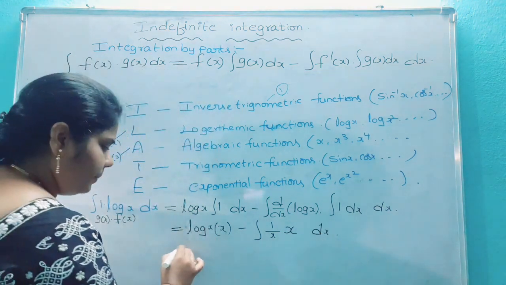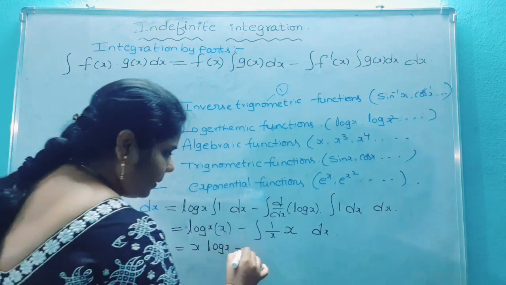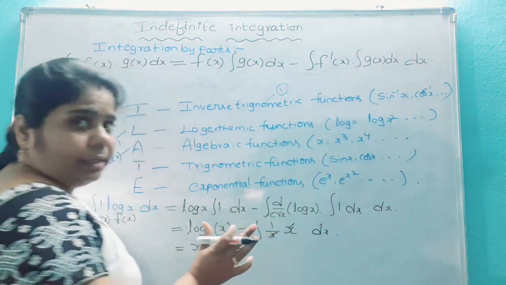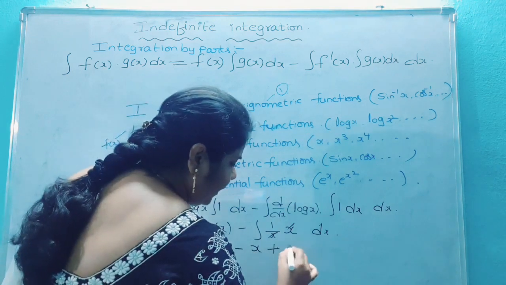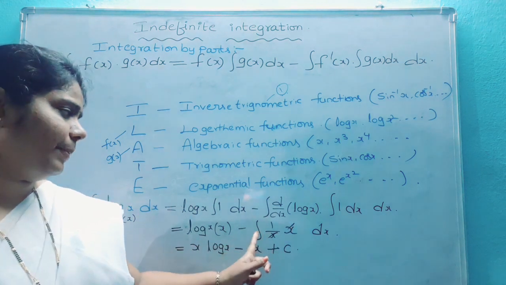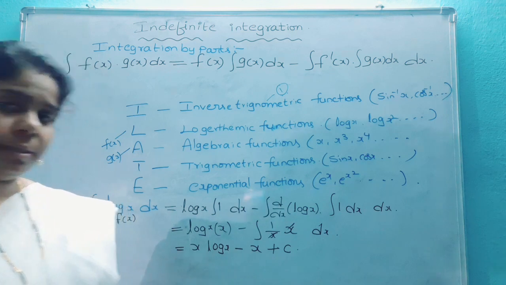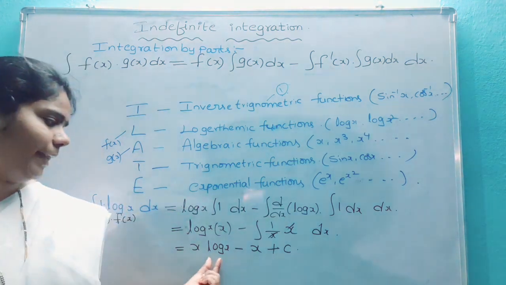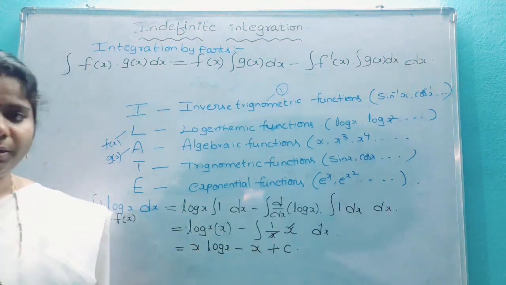Okay, that implies this is x into log x minus, the x cancels. Remaining is integral of 1 dx. Integral of 1 dx is x. After the integration we add the integral constant c. Integral of 1 dx is again x by the formula. So integral of log x dx is equal to x log x minus x plus c, after adding the integral constant c.